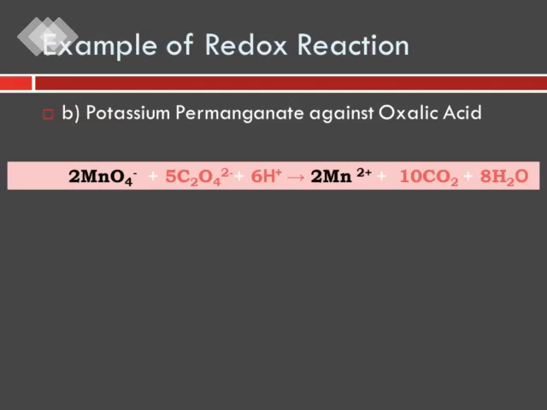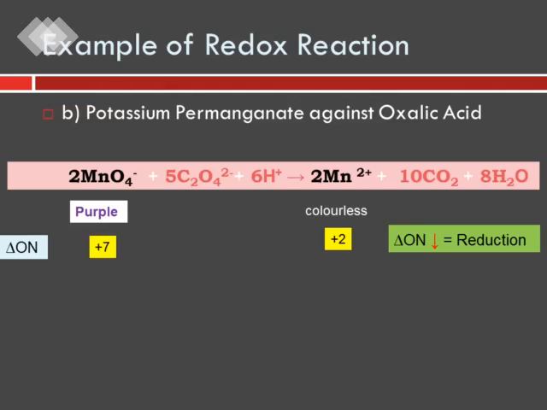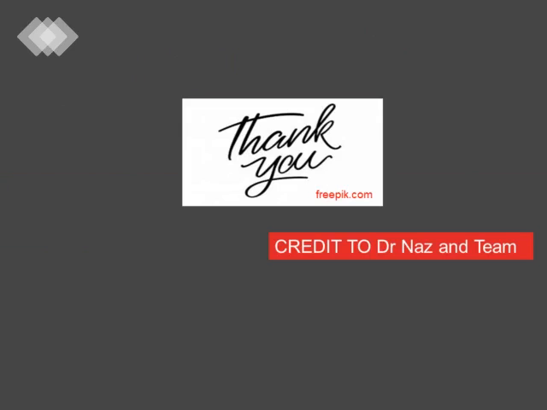Another example is the titration of potassium permanganate against oxalic acid. The purple solution that contains the MnO4- ions changes to colorless when it is reduced to Mn2+. In this titration, the KMnO4 itself acts as indicator. Now let us balance the equation using oxidation number.